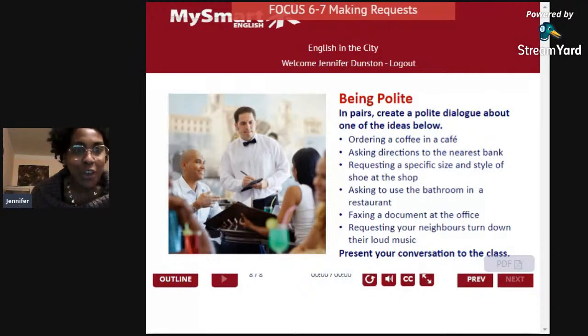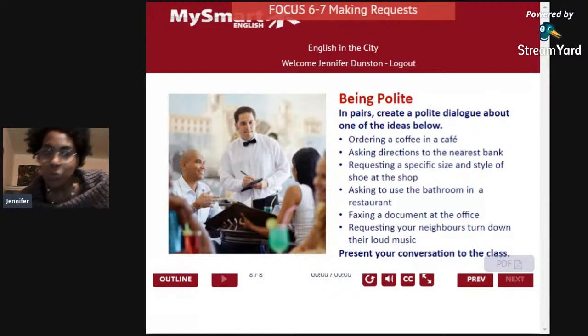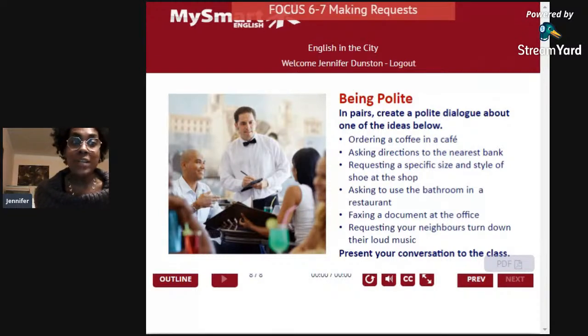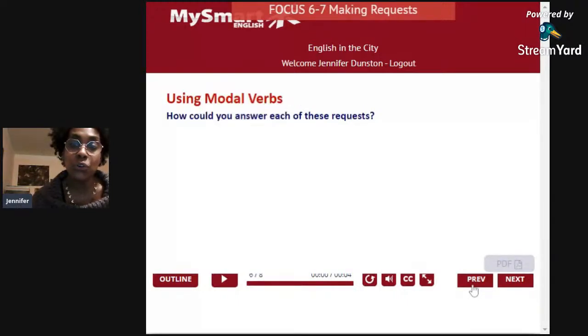Okay, listen, everybody. We've come to the end of our focus. Focus 6-7. Tonight, we were making requests. Do you remember how we make requests? What's the language we use to make requests? We use our modal verbs to make requests. Remember, can I, can you, could I, could you?